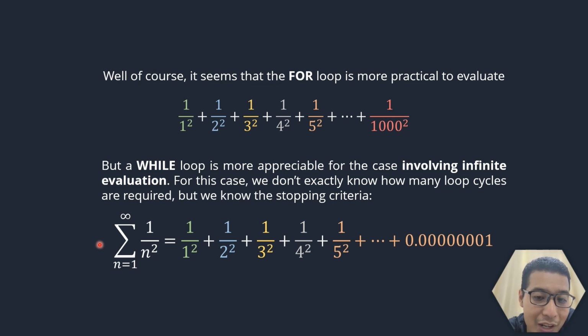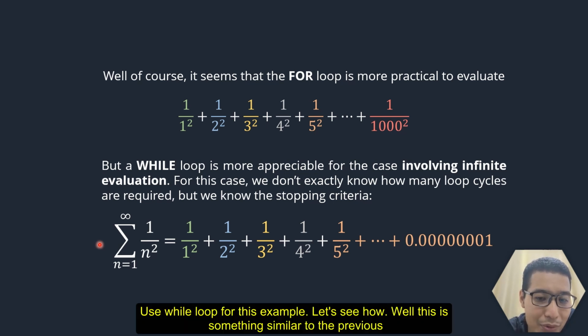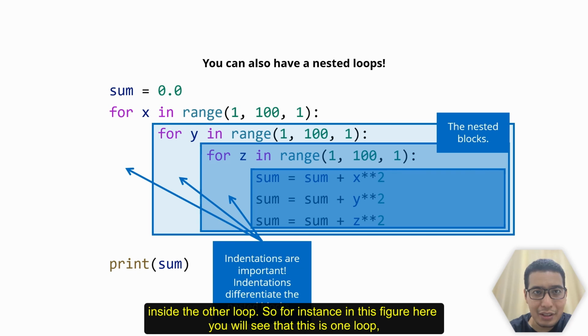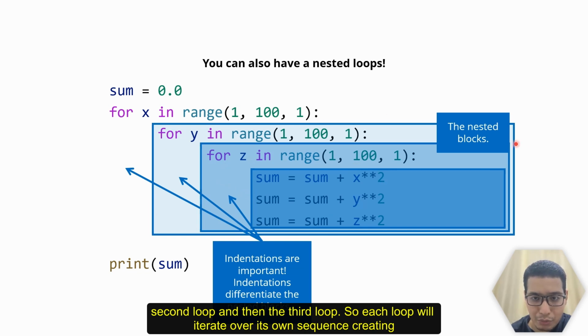So I have a challenge for you. Use a while loop for this example. Let's see how. Well, this is something similar to the nested if-else in the previous lesson. So loops can also be nested inside other loops. So for instance, in this figure here, you will see that this is one loop, second loop, and then the third loop. So each loop will iterate over its own sequence, creating multiple levels of repetition.